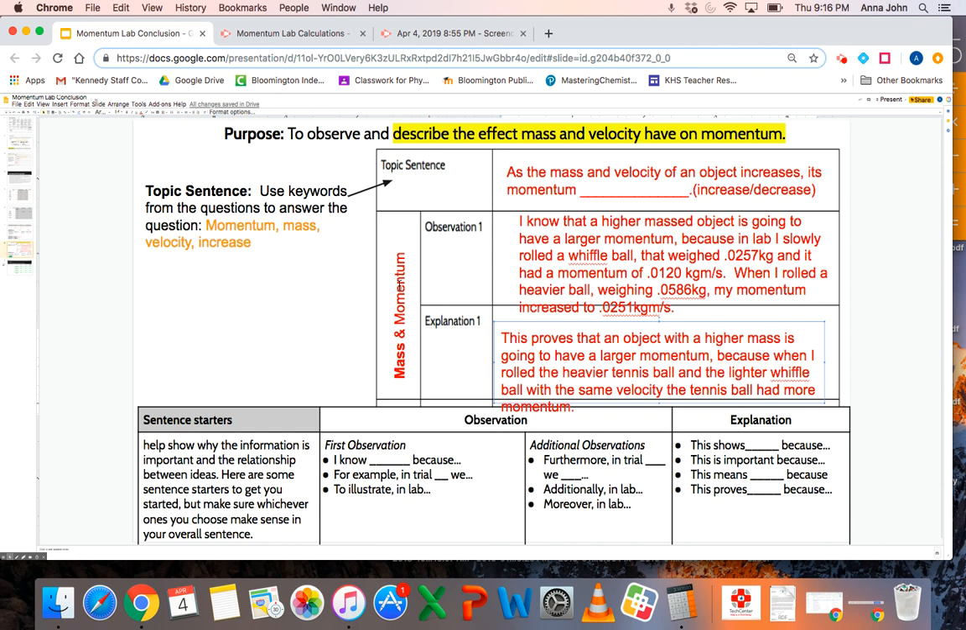If you have any questions, feel free to ask. Otherwise, make sure that you are using sentence starters, you're checking your spelling, your punctuation, and really making sure that what you're writing makes sense and is detailed. Use those scientific words and prove that you understand what was happening in this lab.